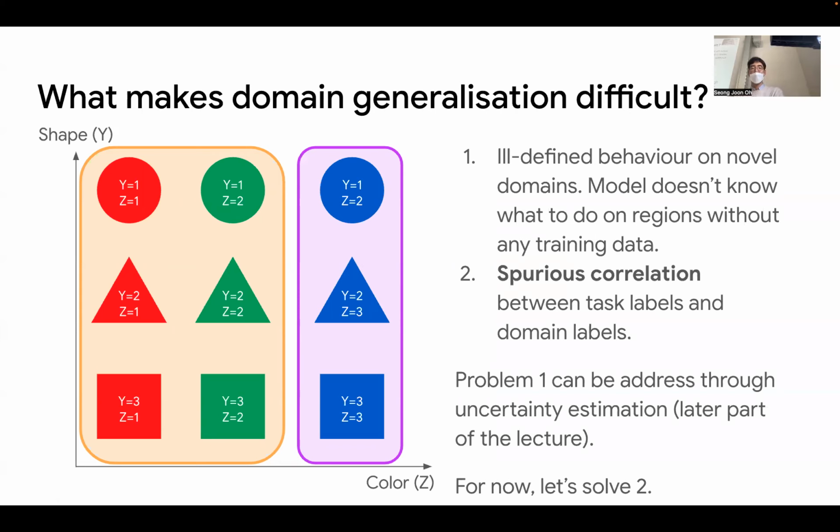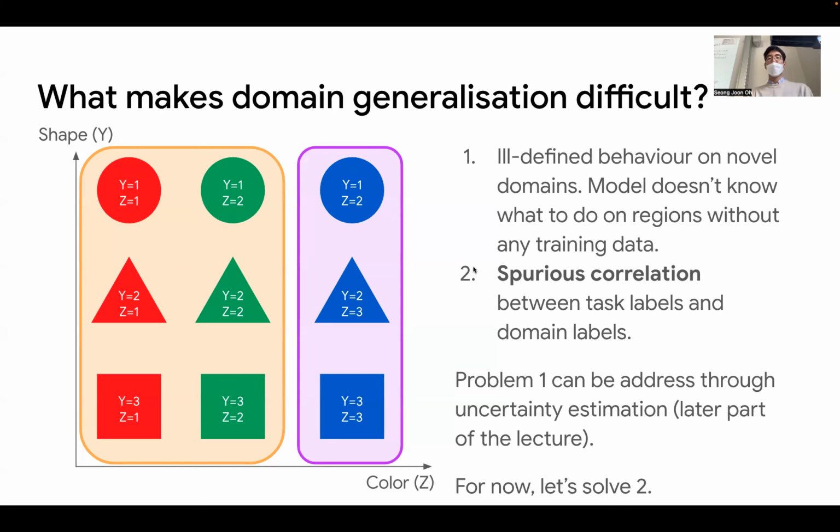And now, what makes domain generalization difficult? There are 2 factors that make it difficult. One is that you have only trained your model on red things and green things, and you're never sure what your model is going to do with blue things. So there's no easy way around this, right? Maybe we can deal with this with epistemic uncertainty, which I will talk about in a later part of the lecture. But it's simply a kind of undefined region.